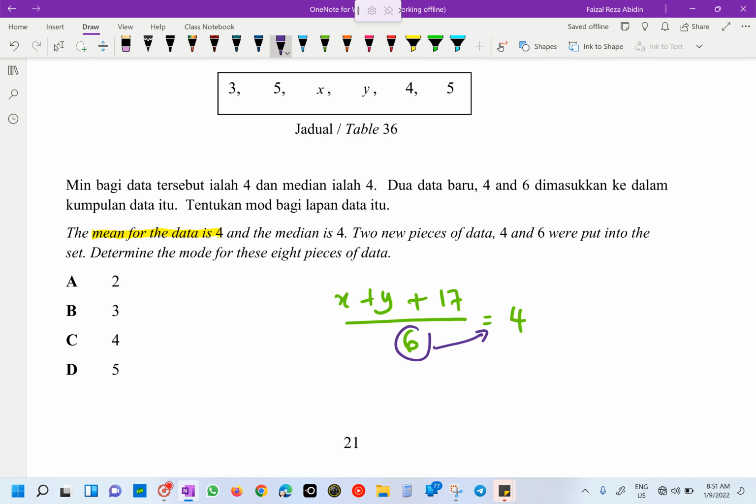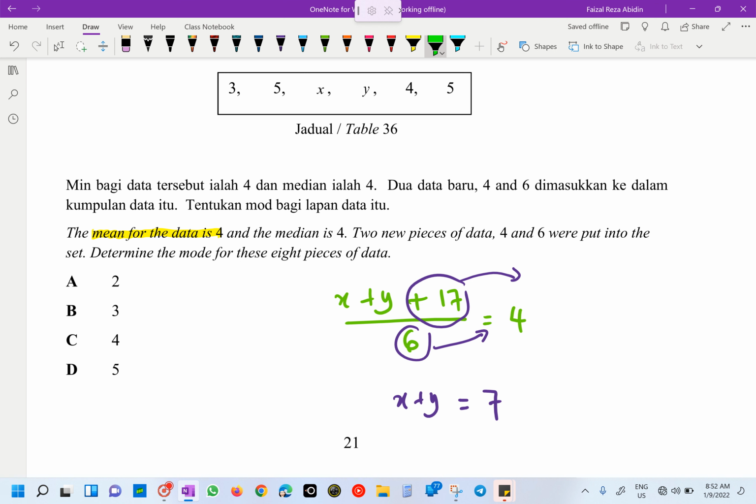Solve this one first and then you are going to get X plus Y equals to 4 times 6 is going to be 24 and then I'm going to bring 17 to the right side. So, you are going to get X plus Y equals to 24 minus 17, 7. Boleh kelas? Boleh. Lepas tu, sabar.